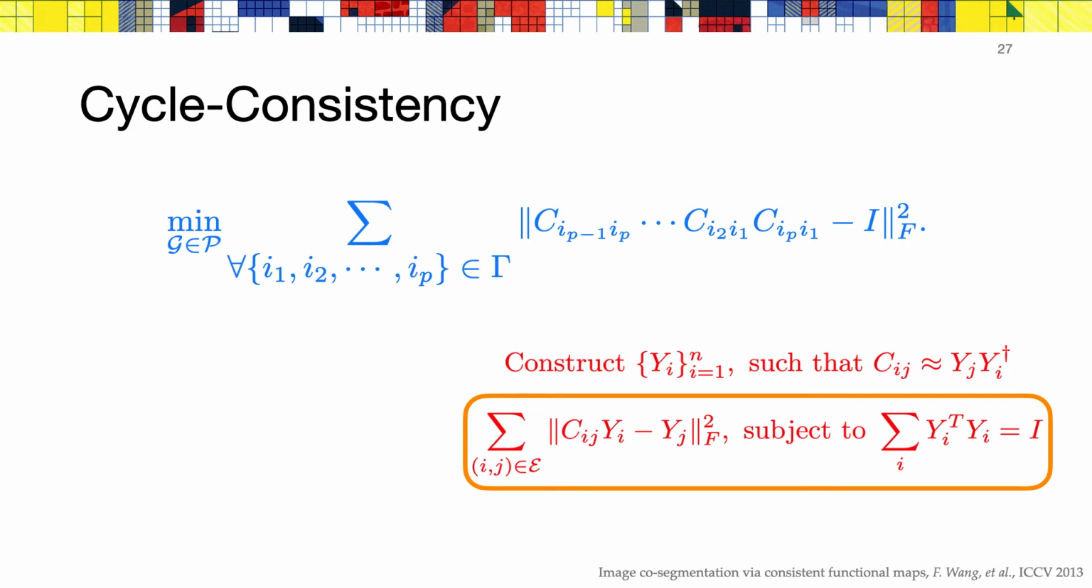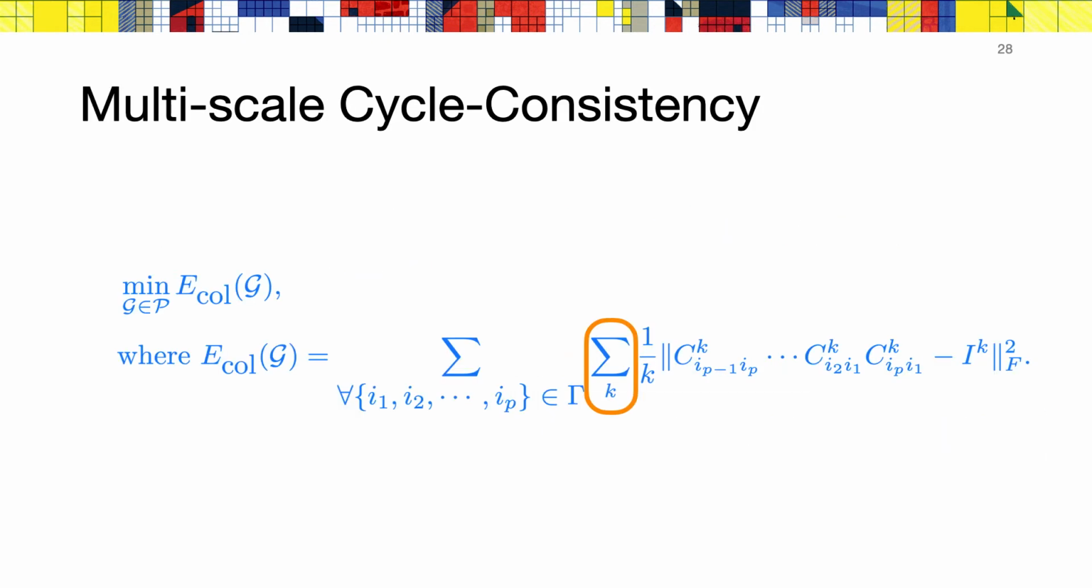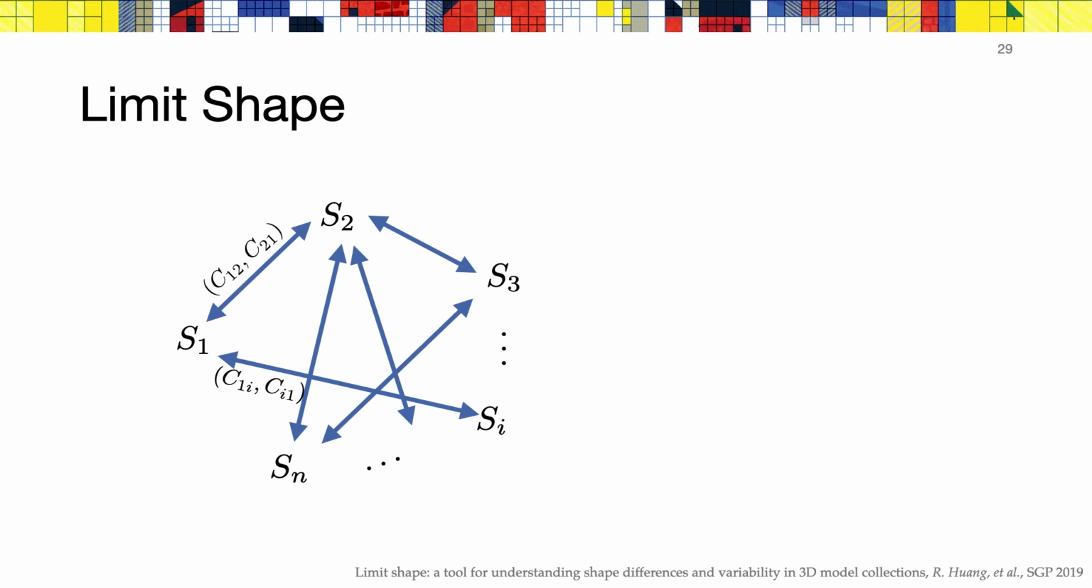In this formulation, the functional maps are of a fixed dimension. As a natural extension, we propose a multi-scale version which takes into account the cycle consistency at multi-dimensions indicated by K. To deal with the cycle consistency at a single scale, we utilize the limit shape formulation, which can be seen as a canonical version of the latent approach we introduced before.